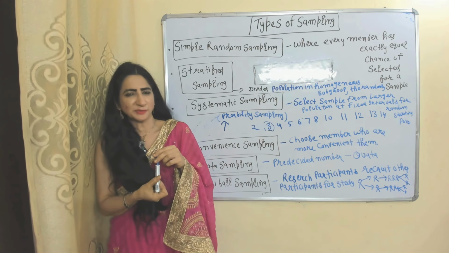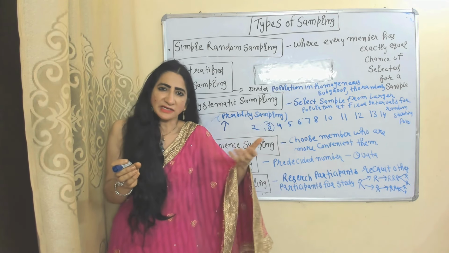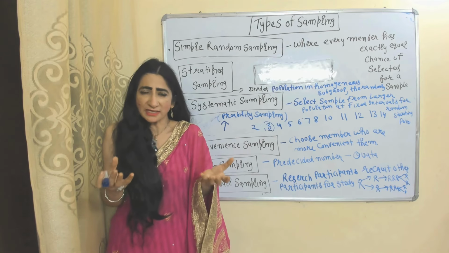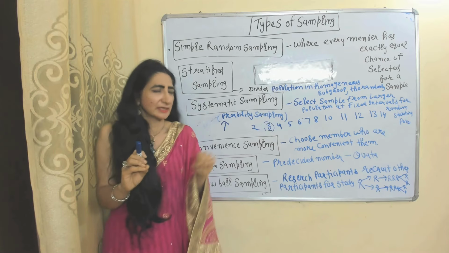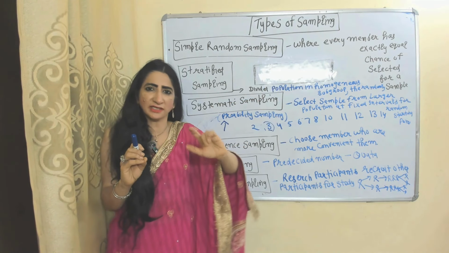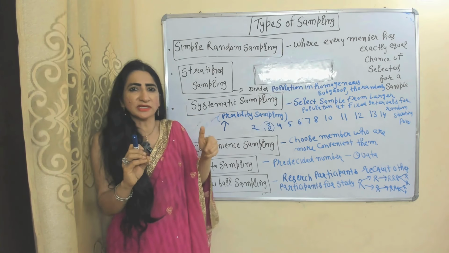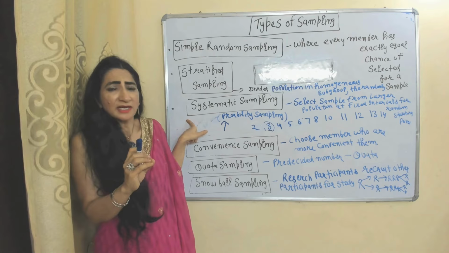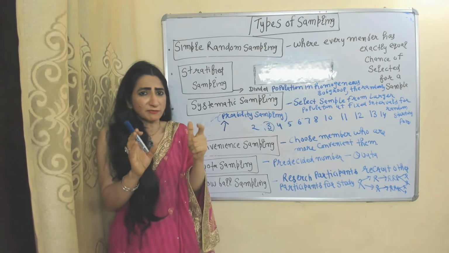Now we will see important types of sampling: probability and non-probability. Simple random sampling, stratified sampling, systematic sampling are part of probability sampling; convenience sampling, quota sampling, snowball sampling are part of non-probability sampling. Simple random sampling, where every member has an exactly equal chance of being selected for a sample. Stratified sampling, here we divide the population into homogeneous subgroups, then select a sample from each subgroup. Systematic sampling, here we select a sample from a large population at regular intervals after selecting the first sample randomly.